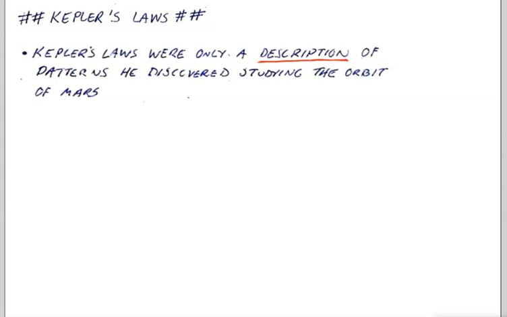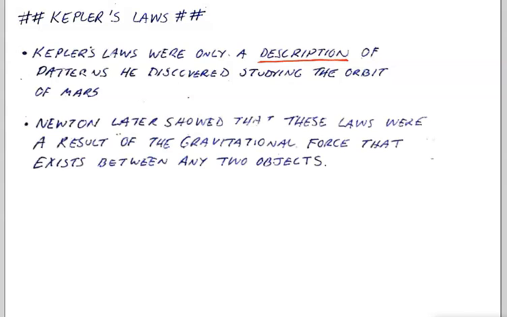Kepler's laws of planetary motion provide only a description of the patterns he discovered studying the orbit of Mars. It wasn't until Newton, many years later, that these laws were shown to be a result of the gravitational force that exists between any two objects.